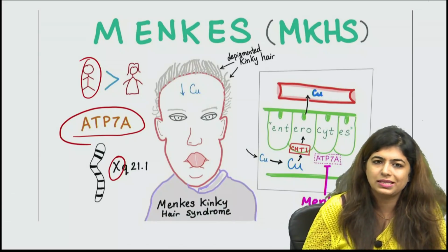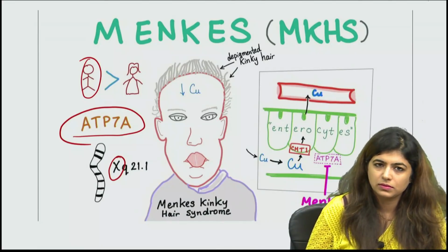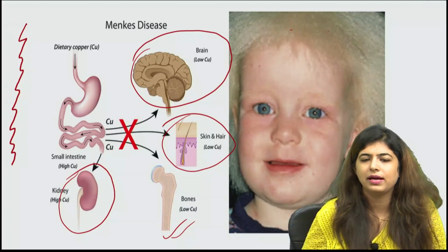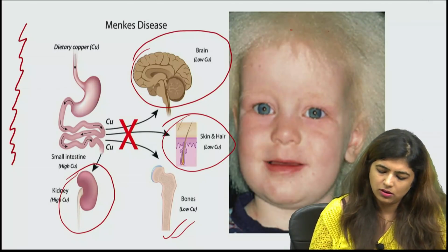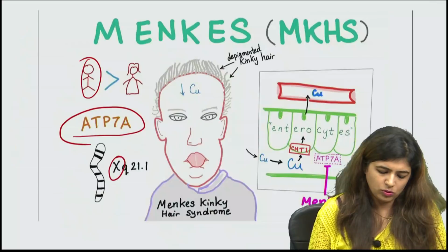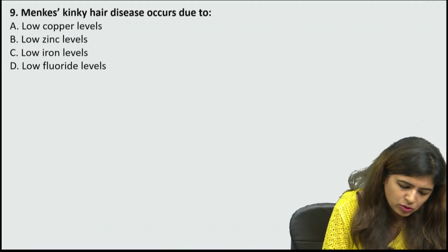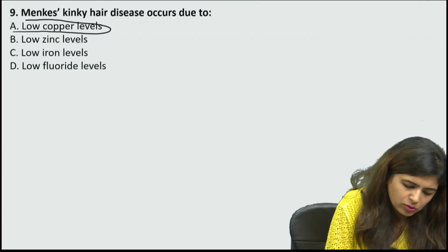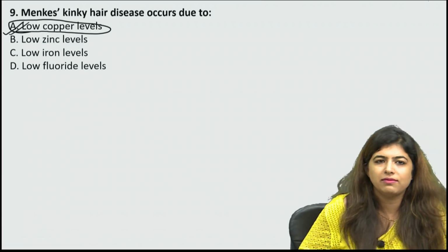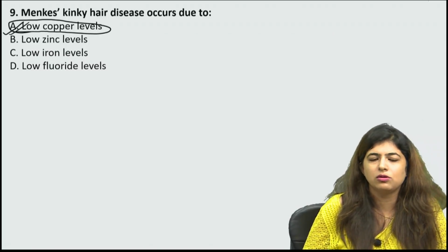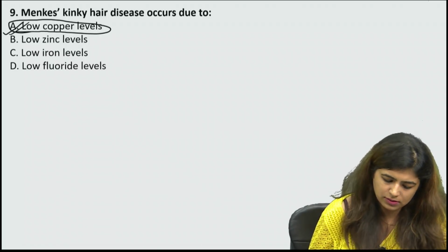Menkes disease. This is how the hair looks like. Alright? So moving on to the question. Menkes kinky hair occurs due to low copper levels. So the answer to this question is option A, low copper levels.